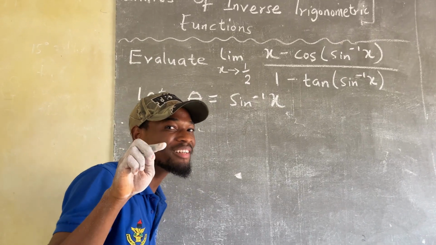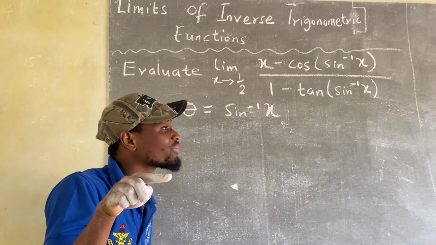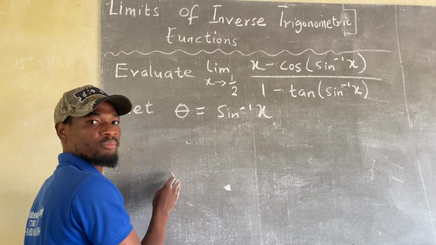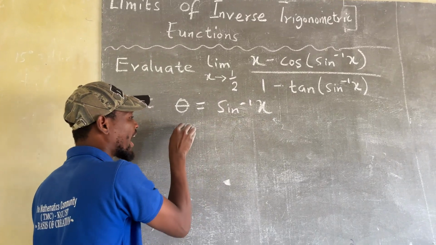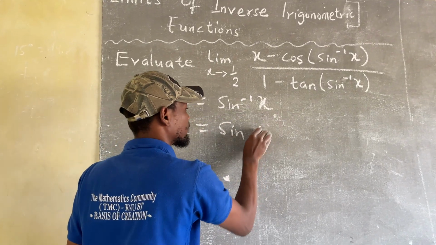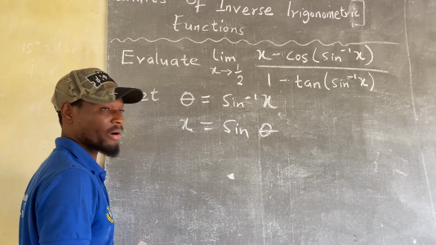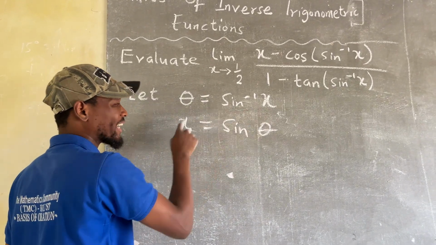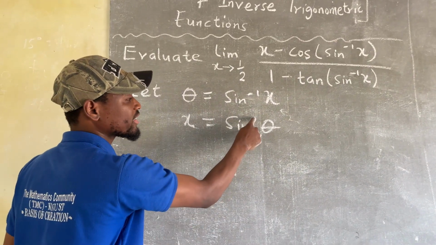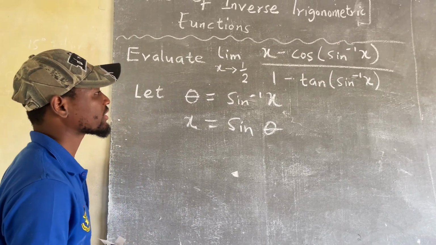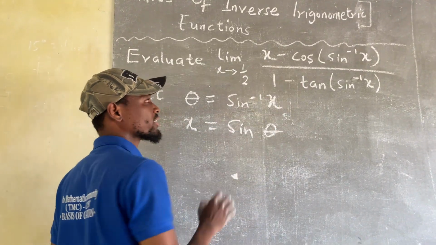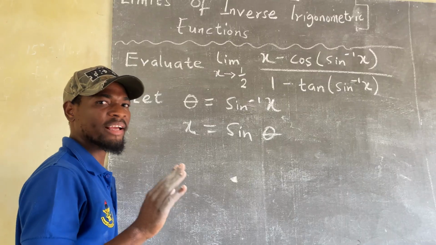And remember, from the introductory aspect of limit of inverse of trig functions, we said we can reverse this. So I'll say that x is equal to sine of theta. Do you remember this? If theta equals this, then x is equal to this. So just interchange the position of x and theta and make this positive. That's all. I can decide to now substitute this into this, but let us go step by step.